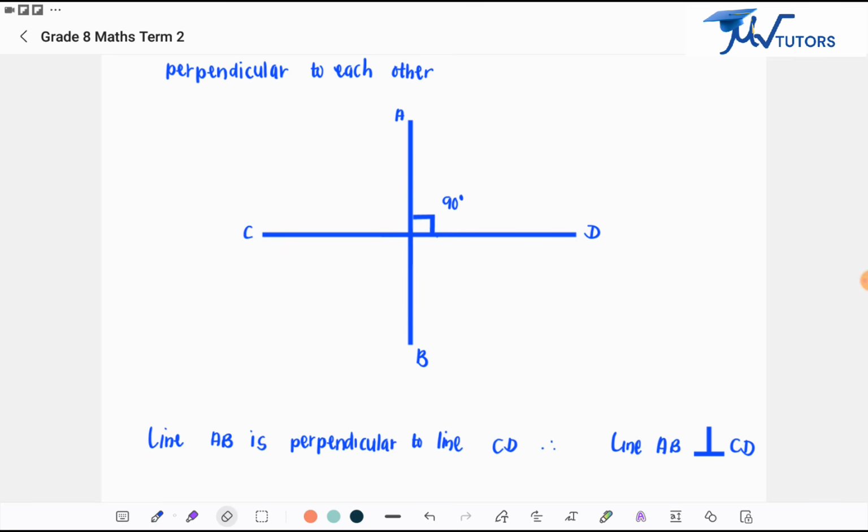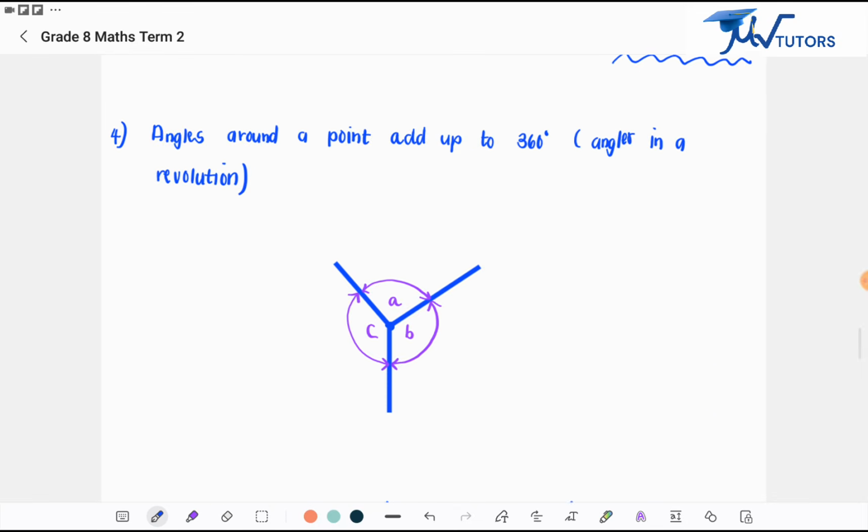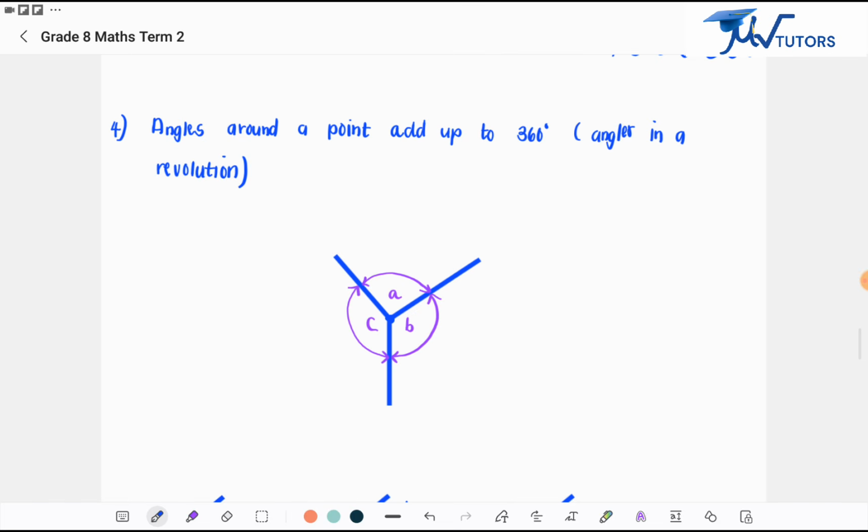Okay, we're going to say line AB is perpendicular to line CD. We indicate that with that upside down T. Okay, and now fourthly, let's talk about angles around a point. Basically, angles around a point add up to 360 degrees, okay?